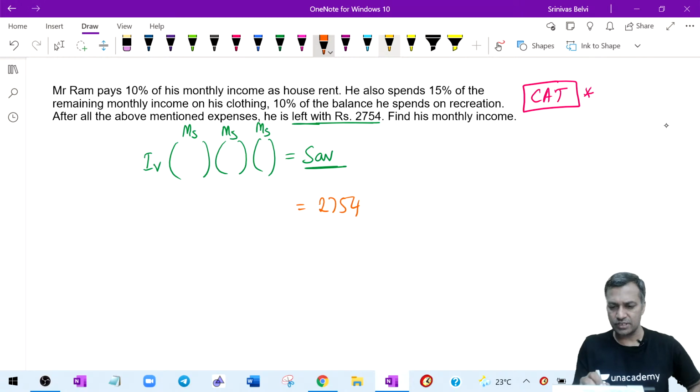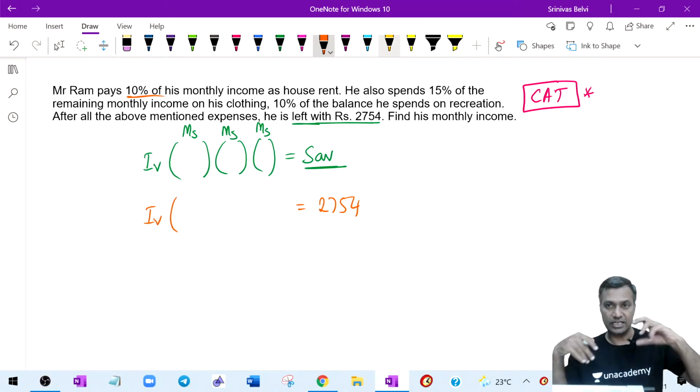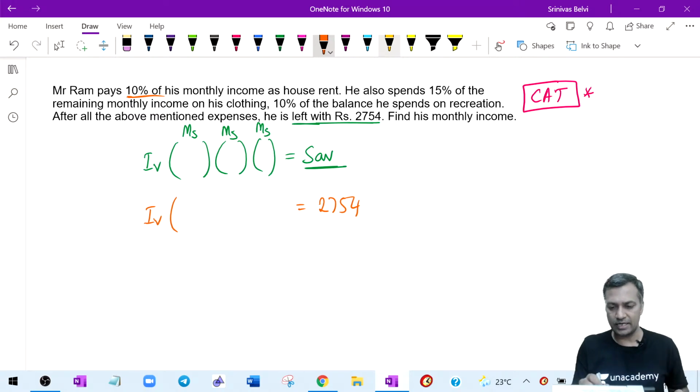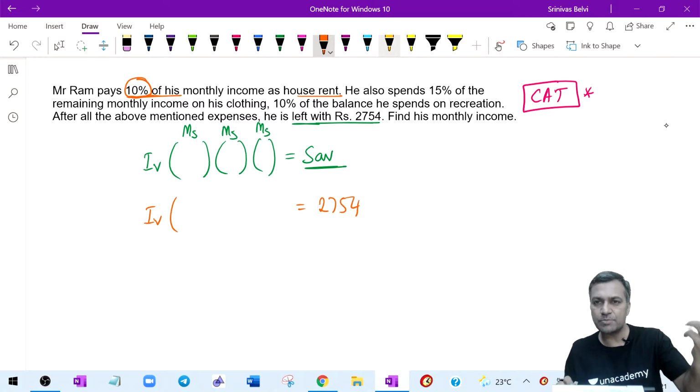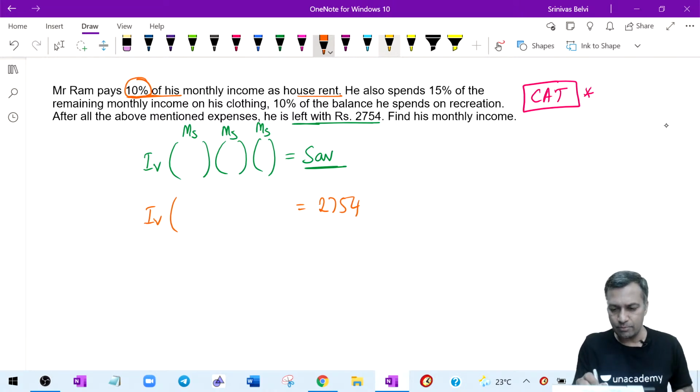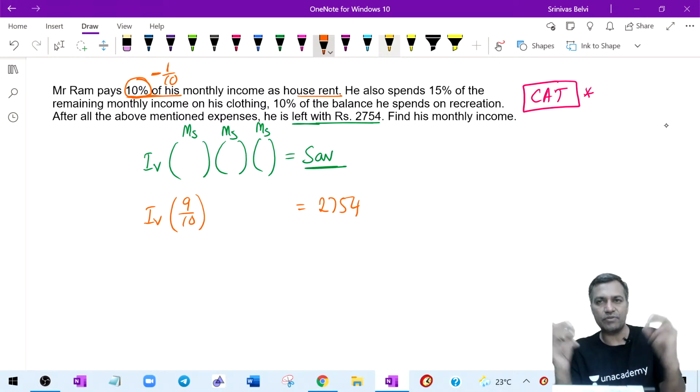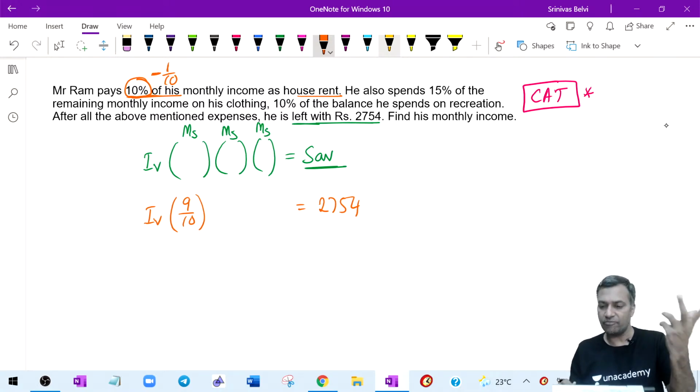What is the first multiplier? First, he takes his income. That's the initial value. He starts with his money. Then 10% of his monthly income went on house rent, which means expenses are 10%. Remove expenses, and what you get is the saving. Remove expenses means minus 1 by 10. What is the multiplier therefore? 9 by 10. This is what he is left with after his first transaction of paying the rent.